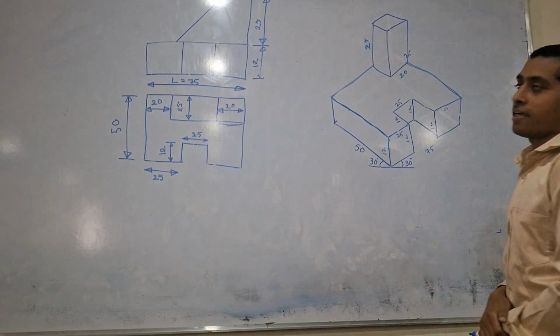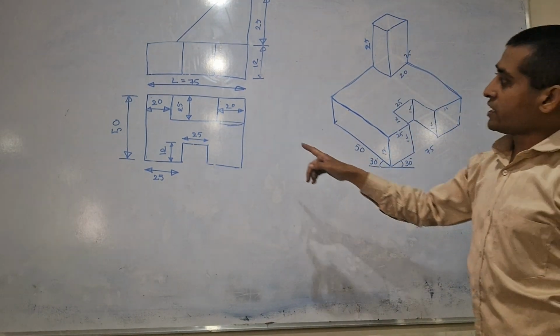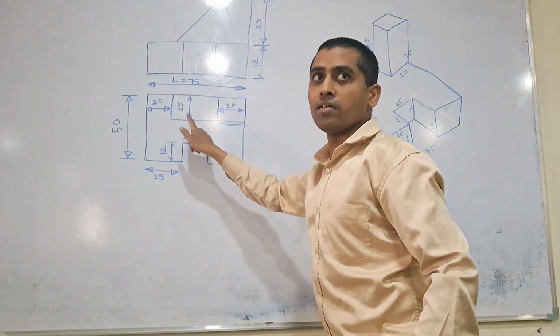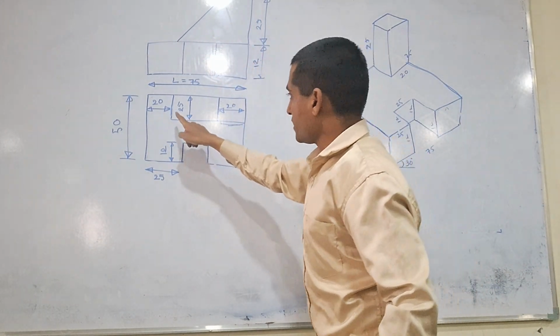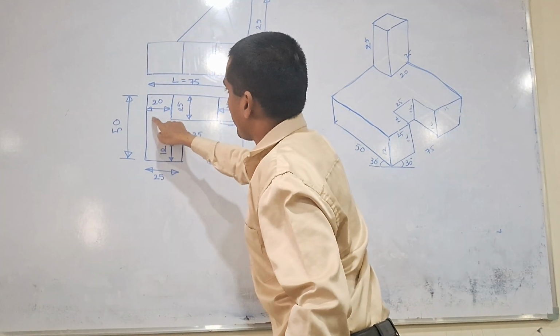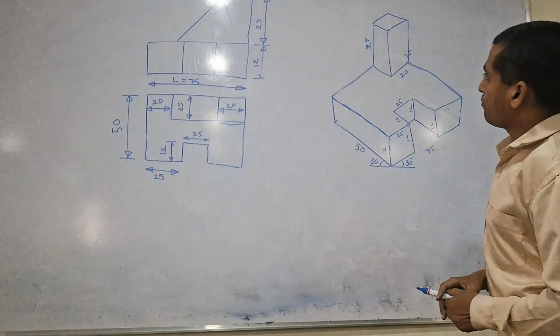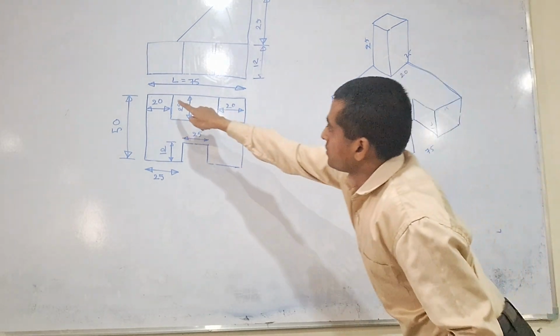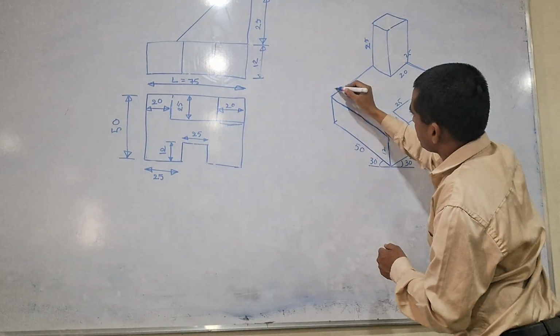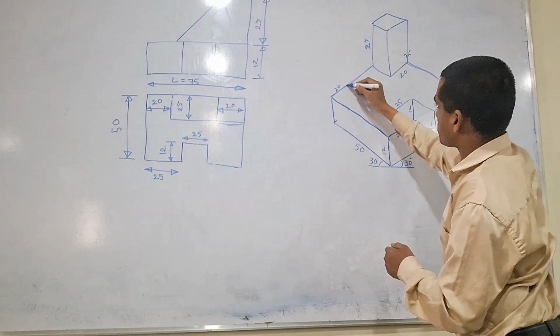Right? This is okay. But in the front view you can see there is a slant here. In the top view it is visible here. Right? And it is joined here. What is the distance in this one? 20. So therefore what I am doing, this is a 20. So from here 20 distance. I am moving here 20 distance.